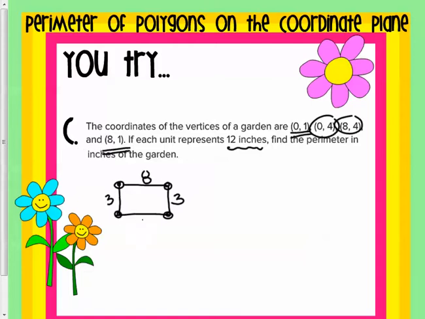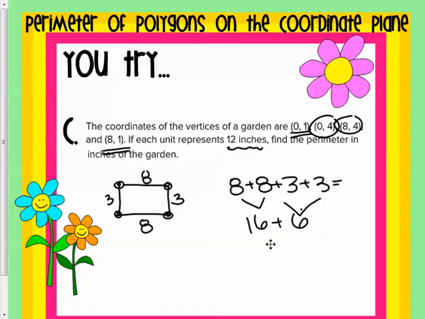8 take away 0. So I have 8 plus 8 plus 3 plus 3 equals a total of, this is 16, this is 6, add them together and you get 22.